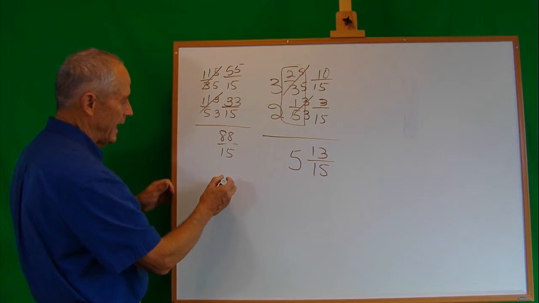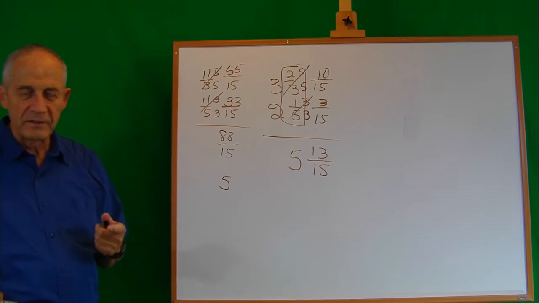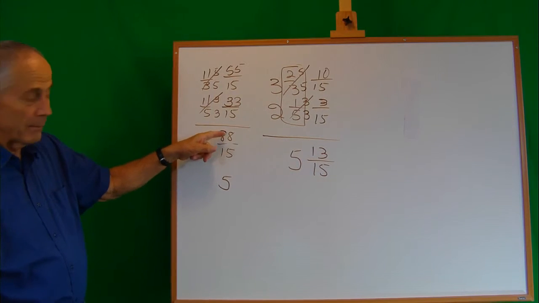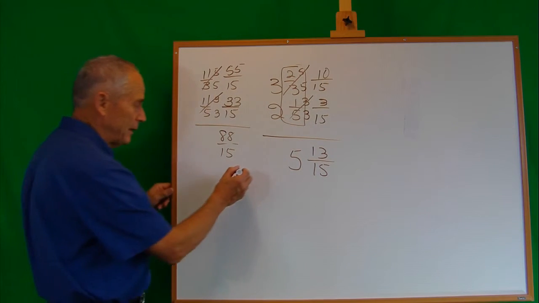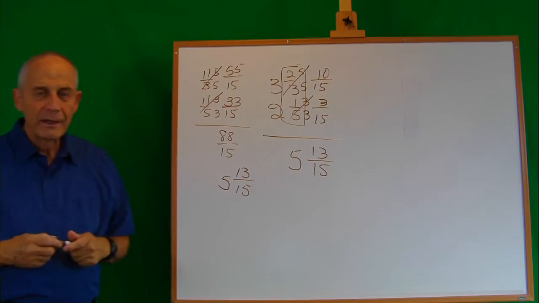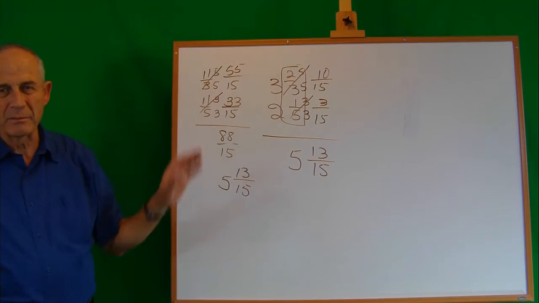15 will go into 88 5 times. 5 times 15 is 75. Okay, we used up 75 of those. That means we've got 13 of them left, and they're 13/15. So we get the same number, but we just have smaller numbers to work with.